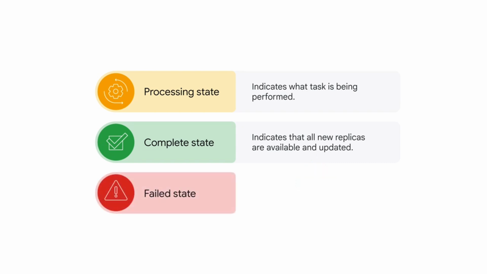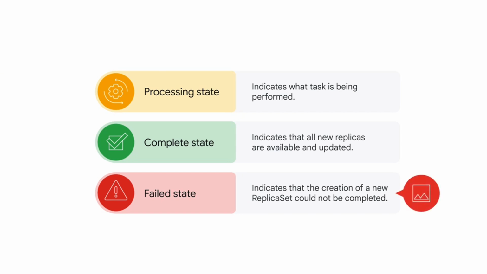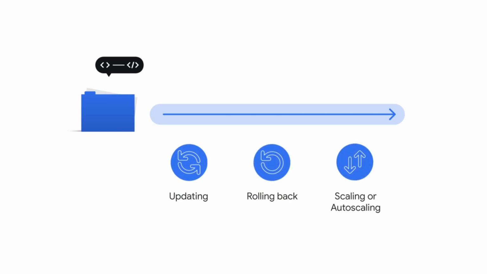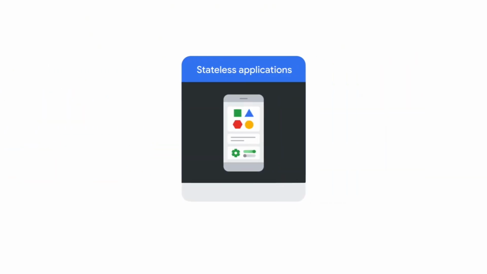And finally, the failed state occurs when the creation of a new replica set could not be completed. For example, if Kubernetes was unable to surface images for the new pods, or the user who launched the operation lacks permissions, the failed state will occur. Because deployments declare the state of pods, they can be used for pod management tasks, such as updating, rolling back to previous revisions, and scaling or auto-scaling. Deployments are designed for stateless applications.